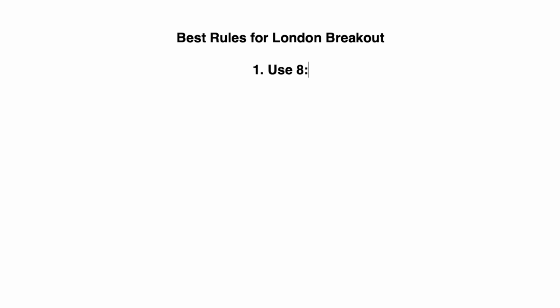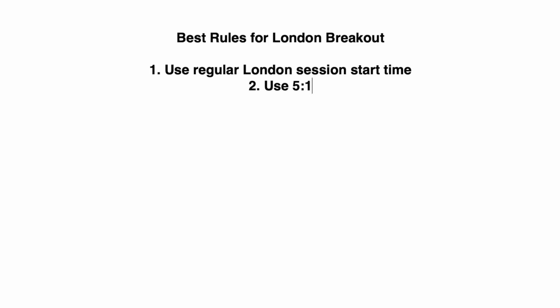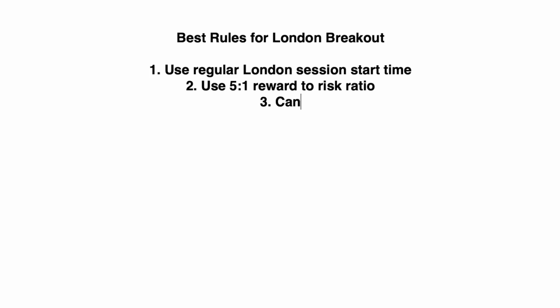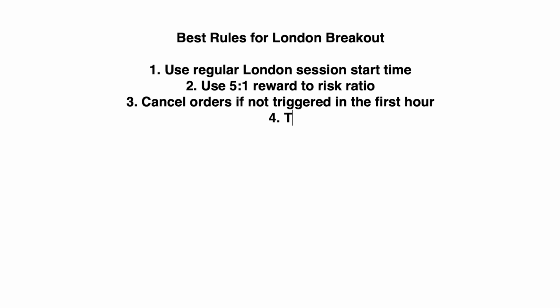Let's just do a quick recap then on the best rules so far for the London breakout. We found that using the regular start time for the London session works best. We've seen that in most cases, a 5-to-1 reward to risk ratio works best. If we aren't in a trade, if that order hasn't been triggered within the first hour, then we should cancel the orders because that gives us the best average trade value. And using that timed exit does work quite well too.